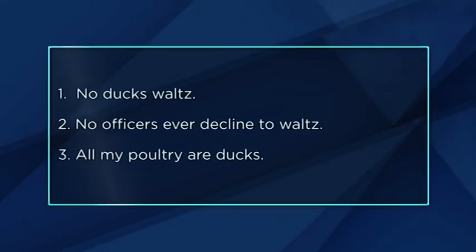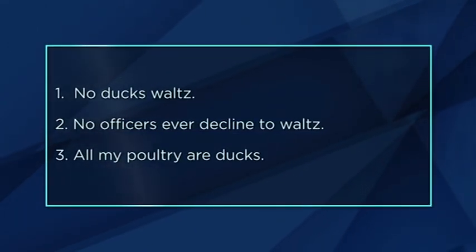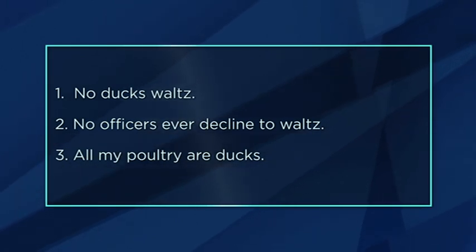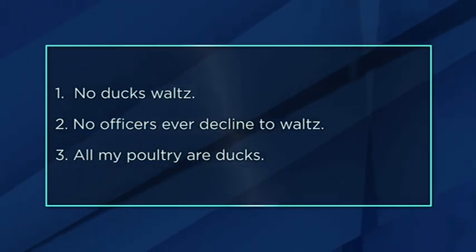Let's switch gears now. Once you've considered puzzles involving two categorical premises, what's left but to consider more than two, just like in our opening puzzle? Let's try another one that involves three statements. 1. No ducks waltz. 2. No officers ever decline to waltz. And 3. All my poultry are ducks. What can we conclude?